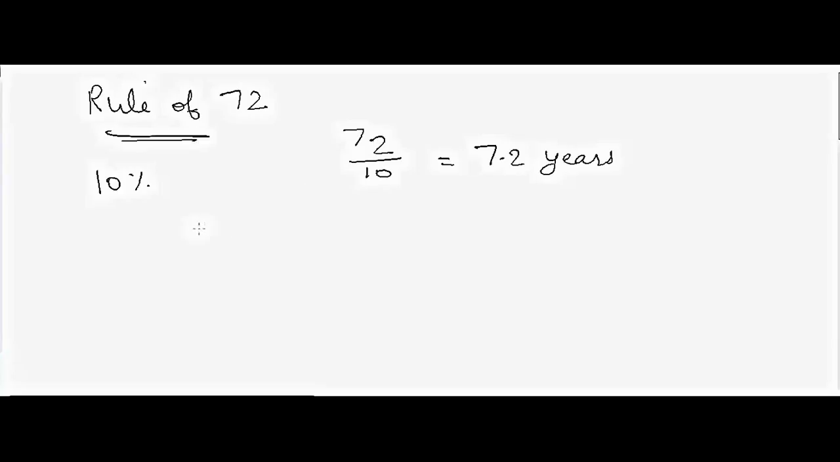Suppose the rate of interest is 20%, then it will take you 72 divided by 20, which is equal to 3.6 years to double your money. So this is approximately right. If you do the calculations, it is approximately right. So this is what we call the rule of 72.